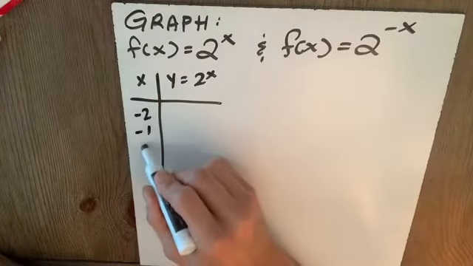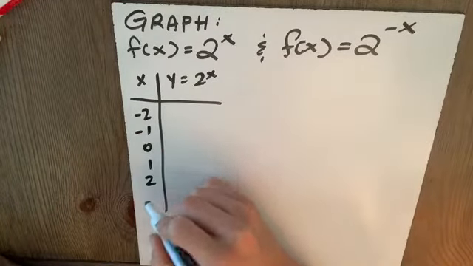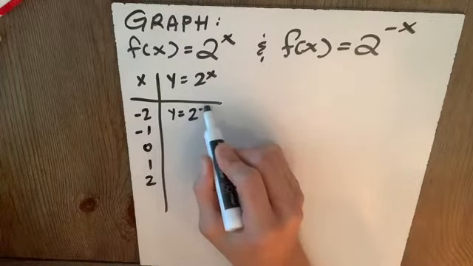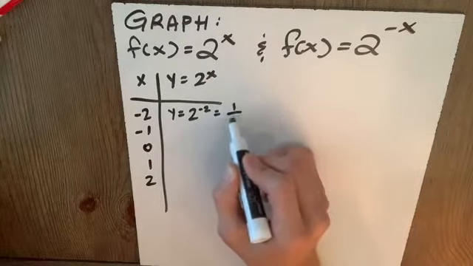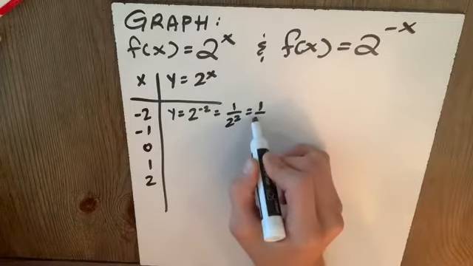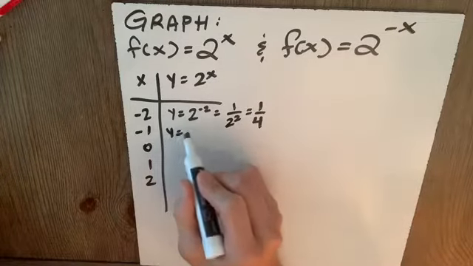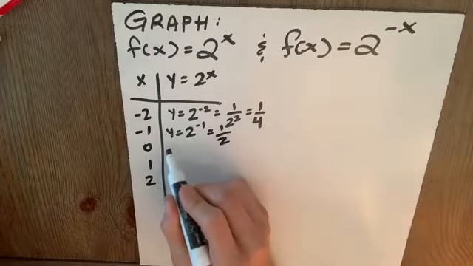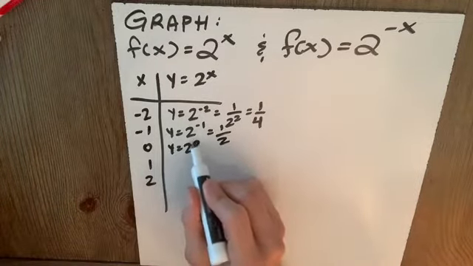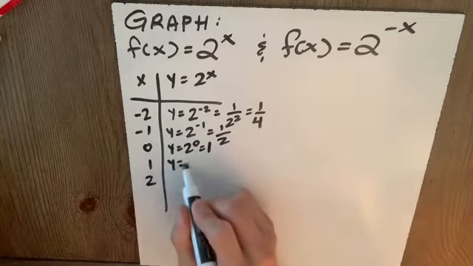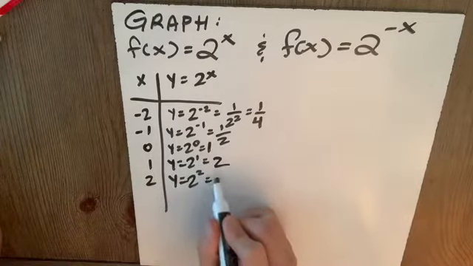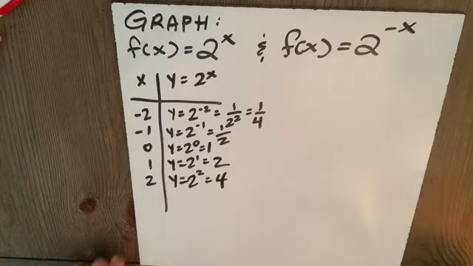-2, -1, 0, 1, 2. So y equals 2 to the -2. Well, I know that's 1 over 2 squared, which is 1/4. y equals 2 to the -1, that's 1 over 2. y equals 2 to the 0 is 1. y equals 2 to the 1 is 2. y equals 2 squared is 4. And I've got my xy points.